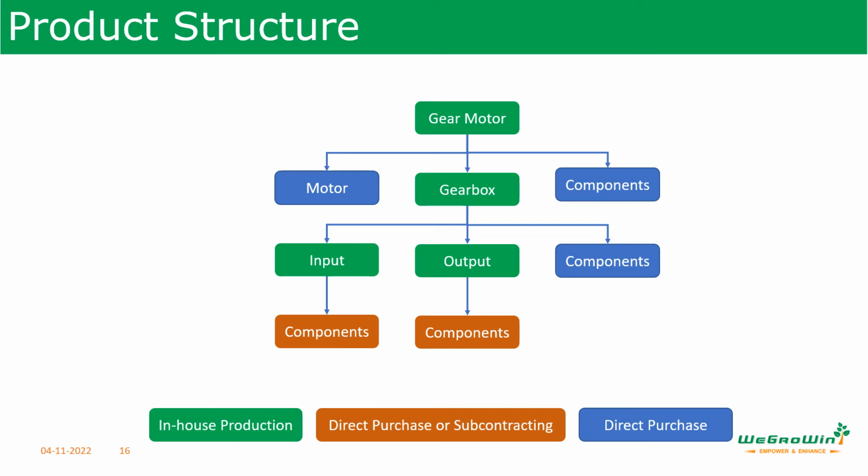Then the gearbox. To produce a gearbox, we need to have input subassembly, output subassembly, and then we need to have some purchase components to combine these to put the gearbox. And these input and output components, we are getting them, which may be direct purchase or subcontracting process. So this is the product structure. To have more clarity, let us see how it is linked.